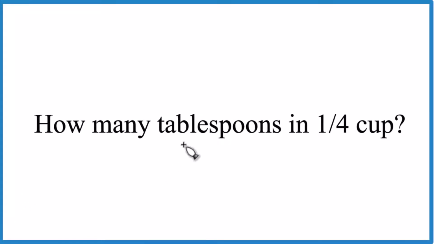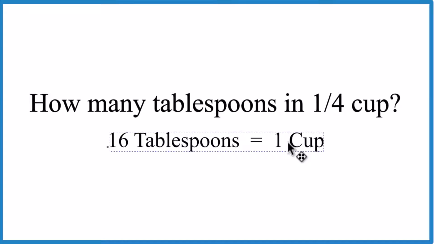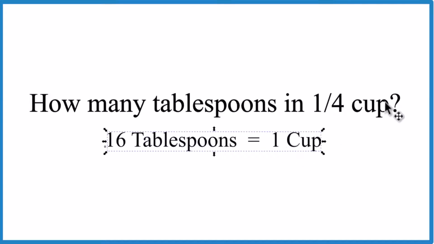So let's figure out how many tablespoons are in 1/4 cup and then how many teaspoons are in 1/4 cup. So first off, to get from tablespoons to cups, you do need to remember that there are 16 tablespoons in 1 cup. So if I have a 1/4 cup, I'm going to take 1/4 of 16. And you might know that that's 4, because 4 times 4 is 16.